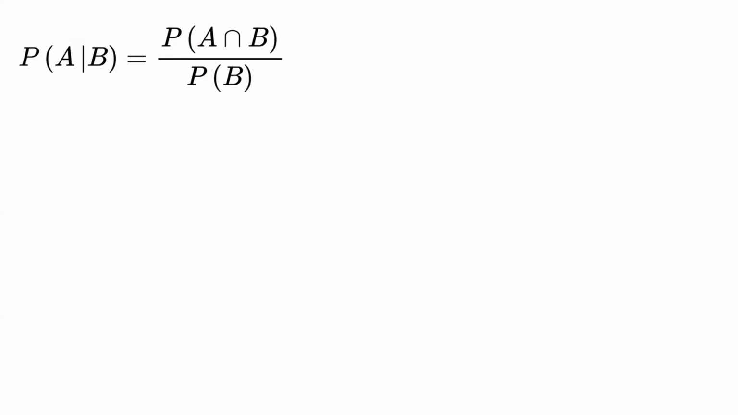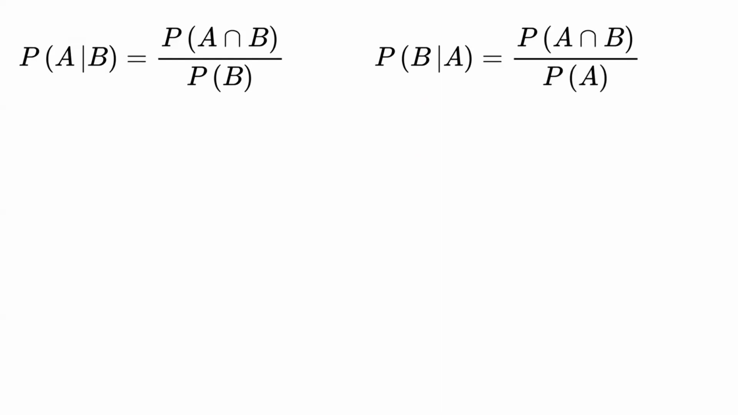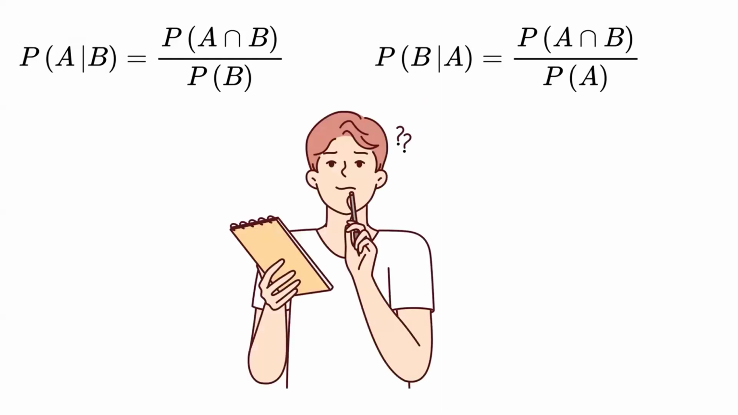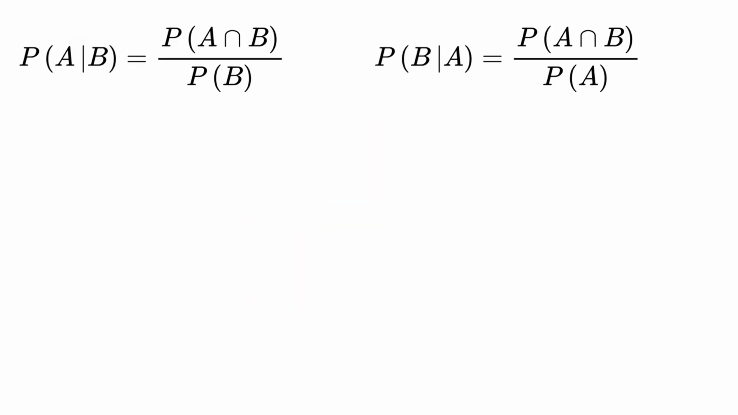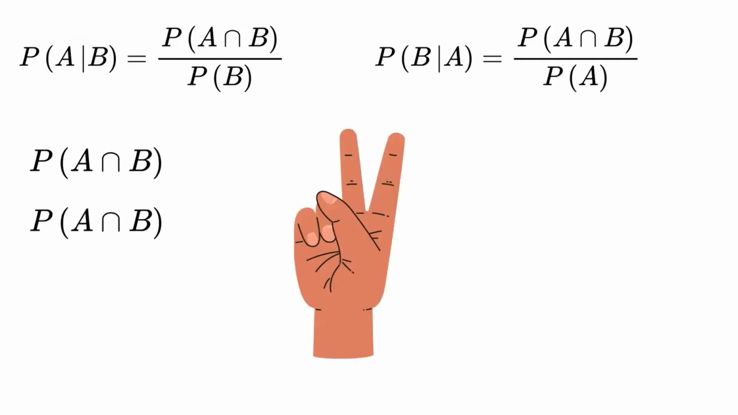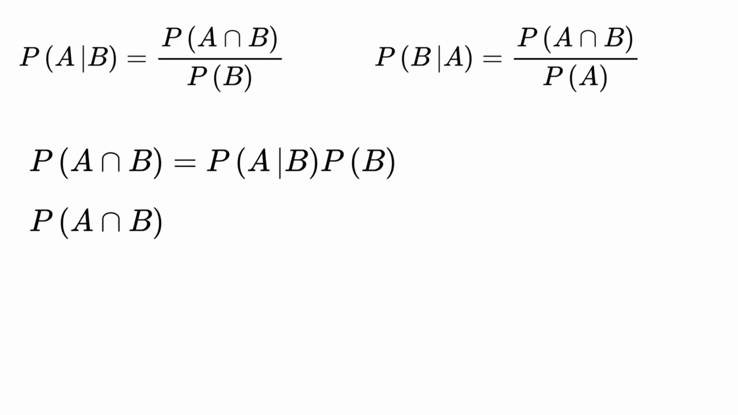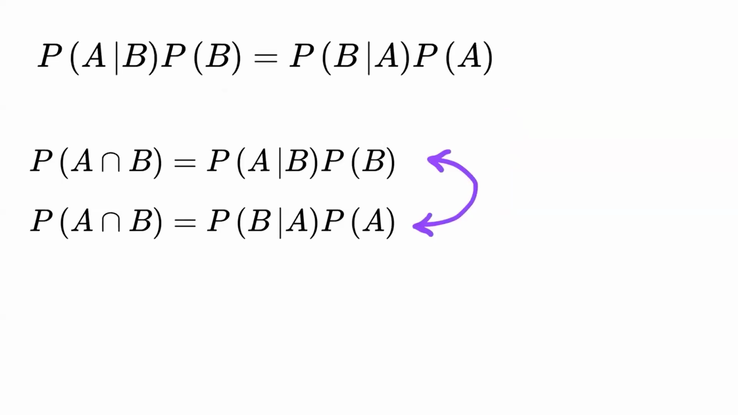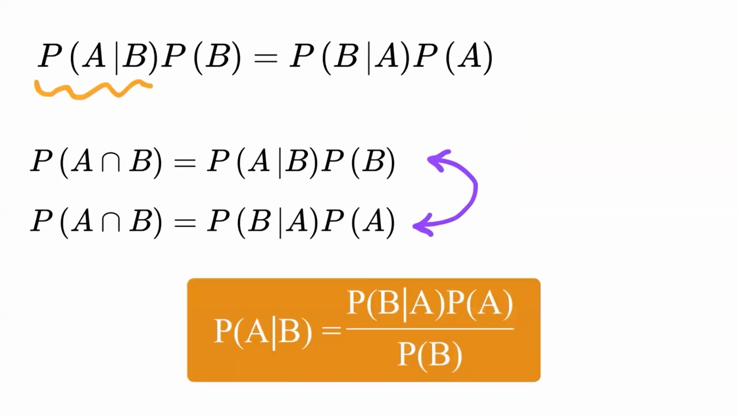Likewise, the conditional probability of B given A, which we represent like this, is equal to the probability of both A and B happening together, divided by the probability of just event A. Great. Now what can you make out from both of them? We see that the probability of the intersection P of A intersection B can be written in 2 ways. From here, it can be written like this, and from here, it can be written like this. Therefore, we can equate both of them to get this. Finally, divide both sides by P of B to isolate P of A given B. This gives us the proper form of the Bayes theorem.